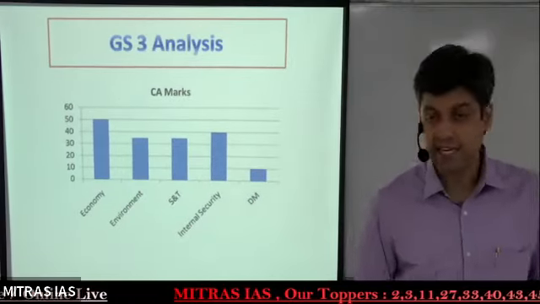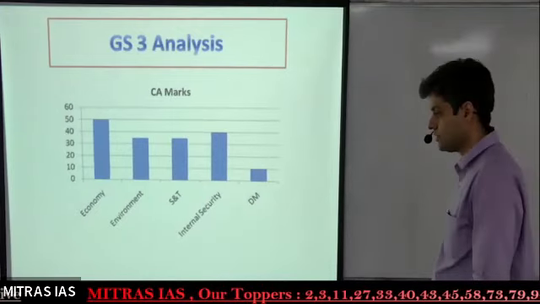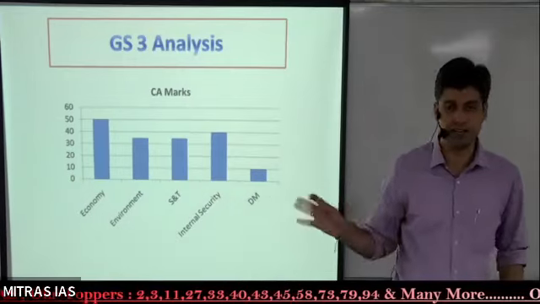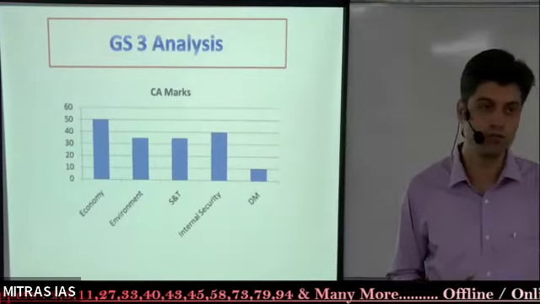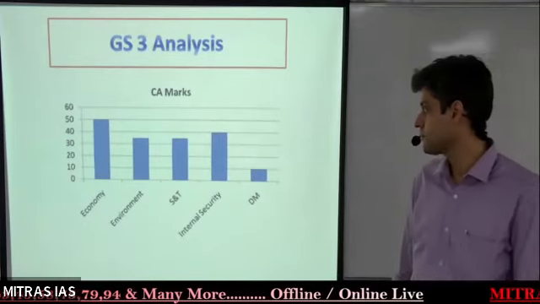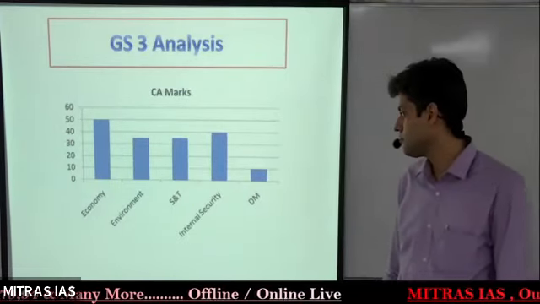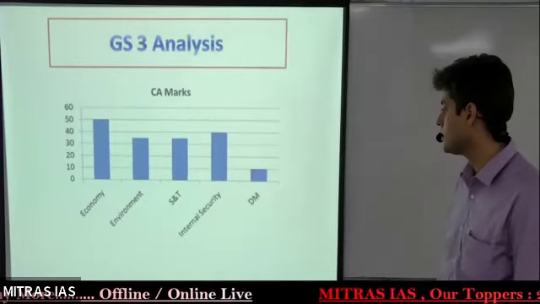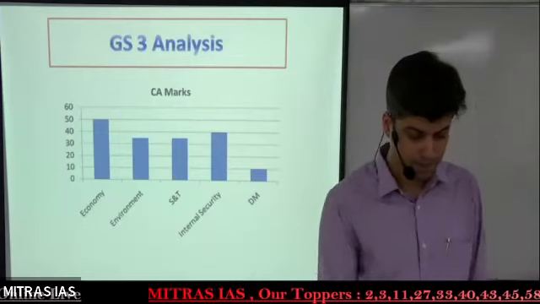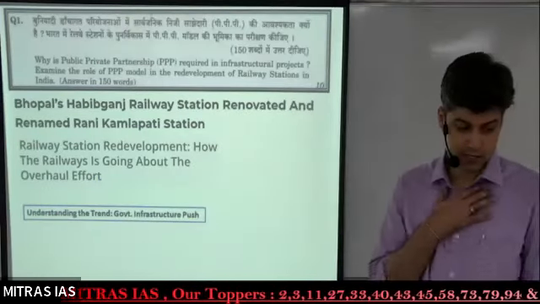So I'll go into GS3 analysis now after GS1 and GS2, and this is where the bulk of current affairs relevance is clearly seen. 170 marks out of 250 marks. And here economy 50 marks, 35 marks of environment, 35 of science and tech, internal security 40 marks, and disaster management 10 marks. So one by one, I'll discuss quickly here.